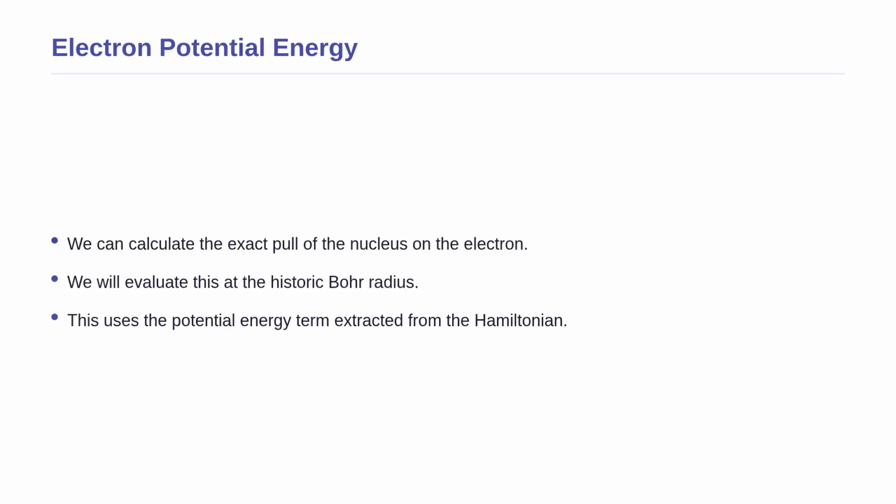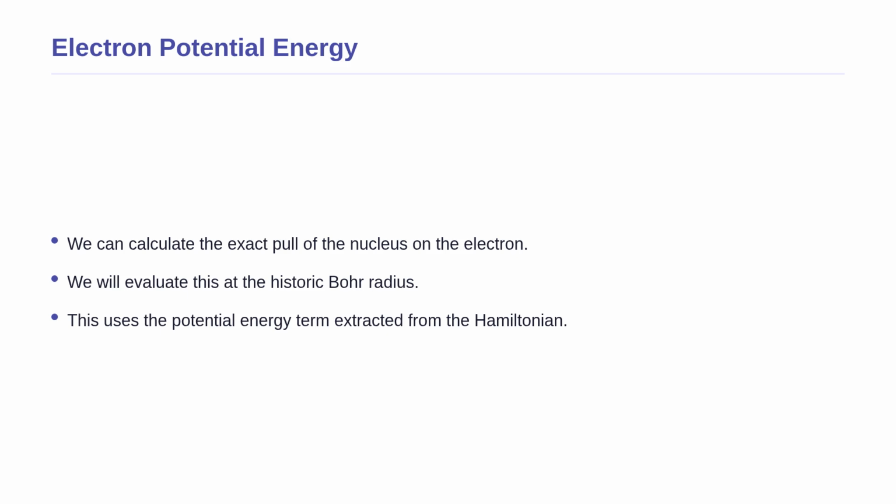Before we move on to the full energy of the atom, let us see this potential energy part in action with a concrete example. We want to calculate the potential energy of an electron in a hydrogen atom when it is located exactly at the Bohr radius. This will show us exactly how strongly the nucleus is pulling on the electron at this specific historic distance.